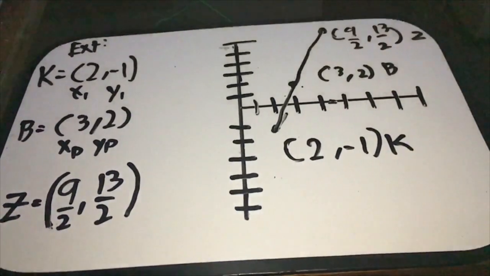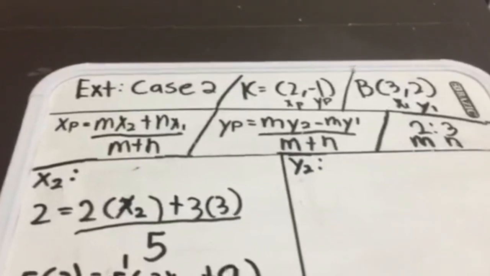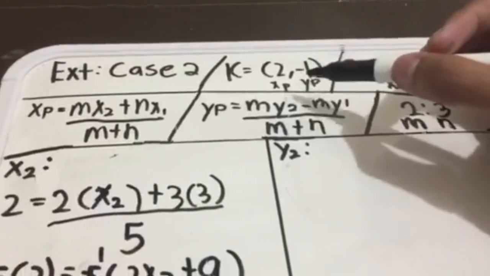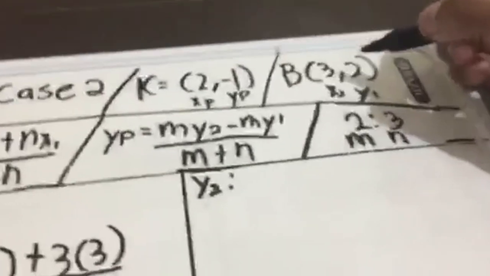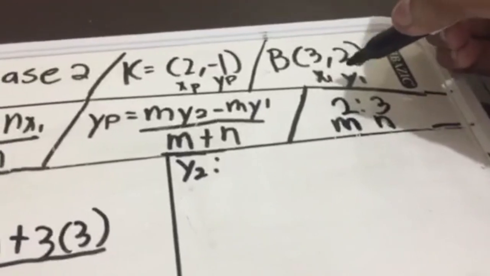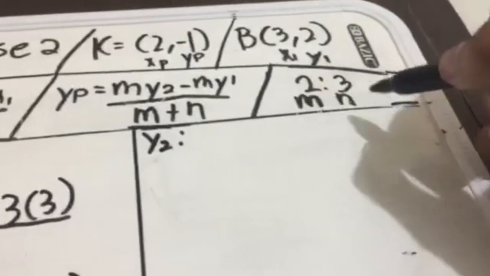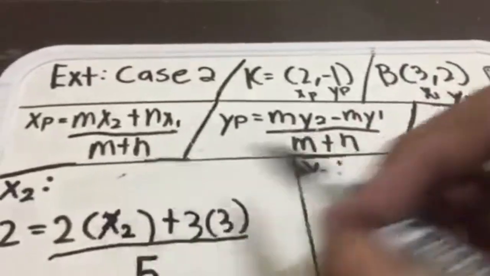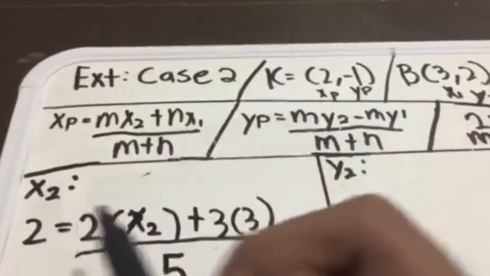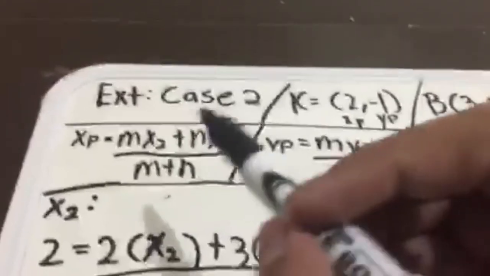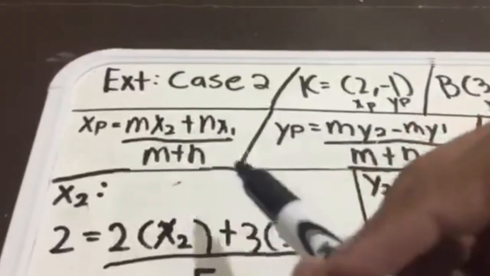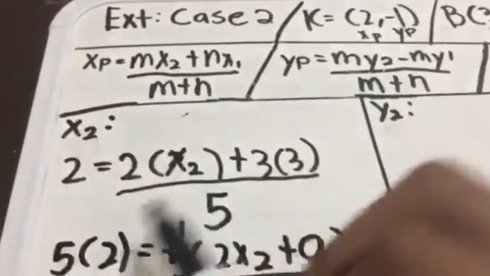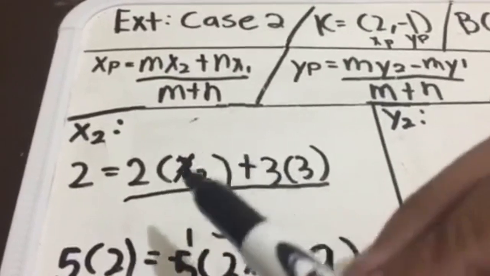External for case 2, and point K will be our x sub p and y sub p, and point B will be our x sub 1 and y sub 1. M and N, which is our ratio, is 2:3, and this will be our formulas that we will use. So for external, we will be looking for the extension, which is x sub 2 and y sub 2. So I already did x sub 2 and I will just explain it.